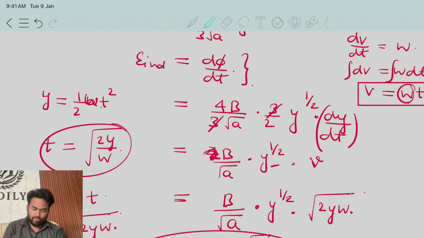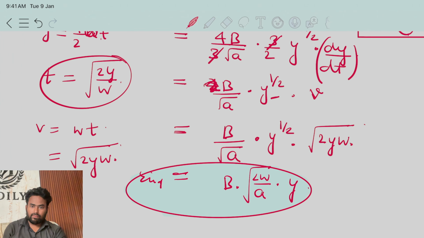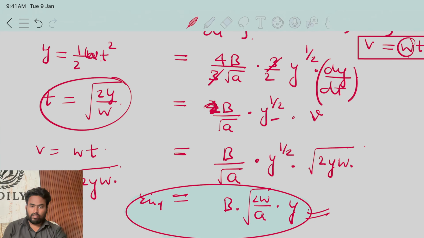as a function of y. Induced EMF as a function of y, it depends on y directly. Okay, sorry, it was not visible. So this is our induced EMF as a function of y.